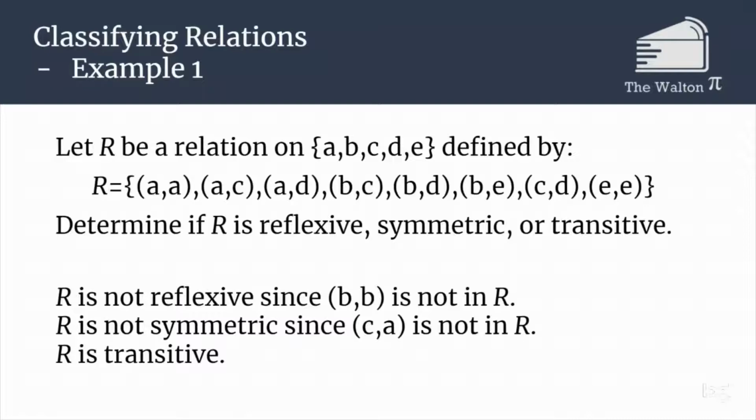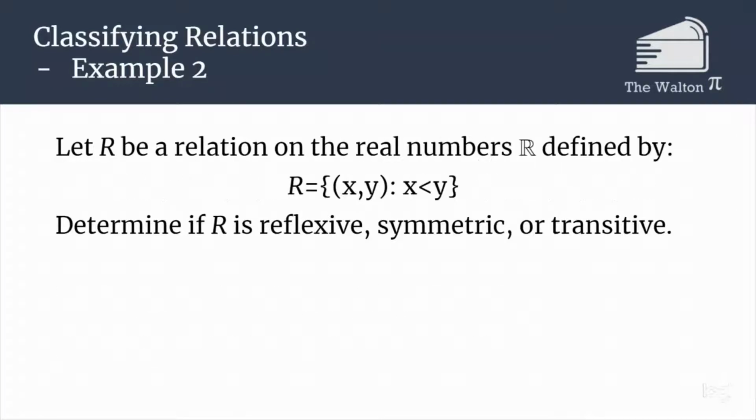Now, if you are to go through and check all the different possible pairs, it does turn out that this is transitive. There is nothing that breaks transitivity. So, now that we've done one example, let's do another one.